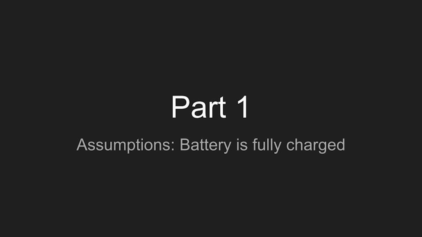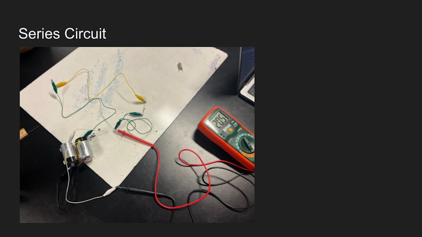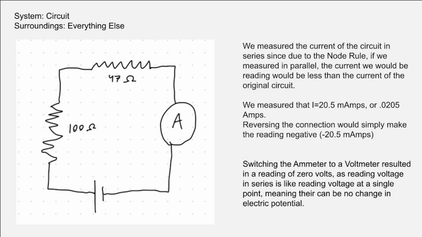So part one relates to Ohm's law, the node rule and loop rule, and observing voltage and current. The assumption that we made going into this is that the batteries are fully charged. Here's a picture of the circuit, where you can see we have the multimeter connected in series. In this experiment, we're observing the circuit as the system and the surroundings to be everything else.